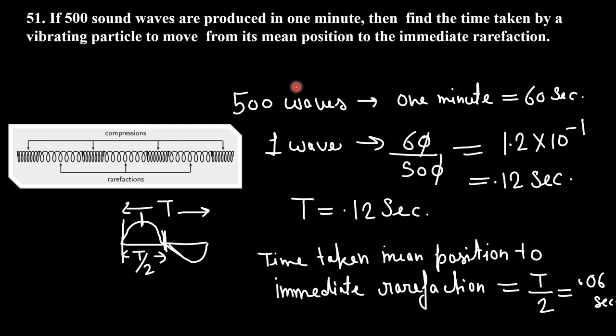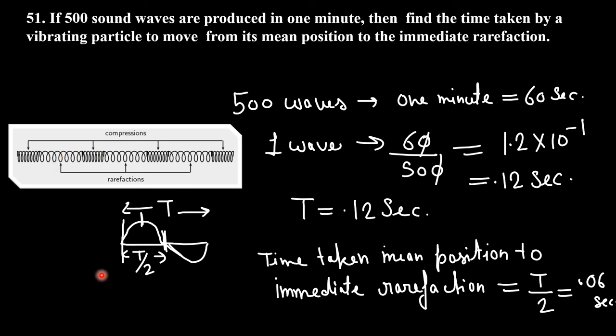Okay. And now what is asked in the question? Find the time taken by a vibrating particle to move from its mean position to the immediate rarefaction. So this is the immediate rarefaction and the time period is to complete one oscillation, means from here to here. Okay, so this is T.